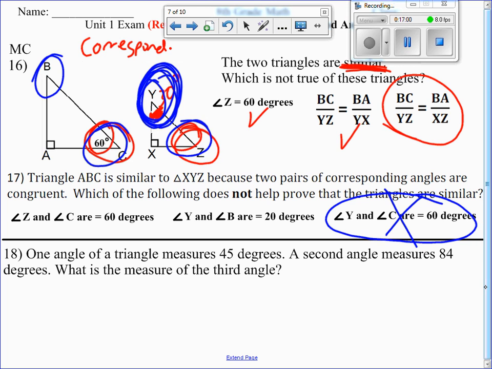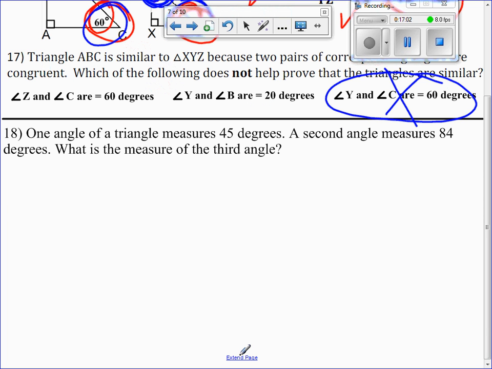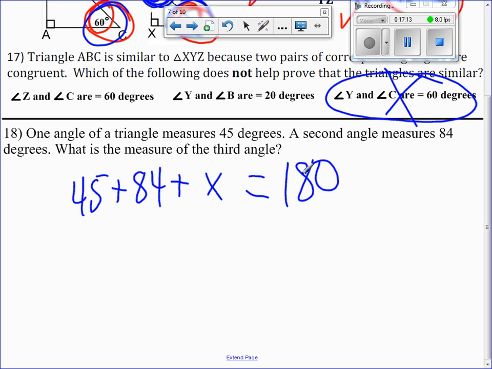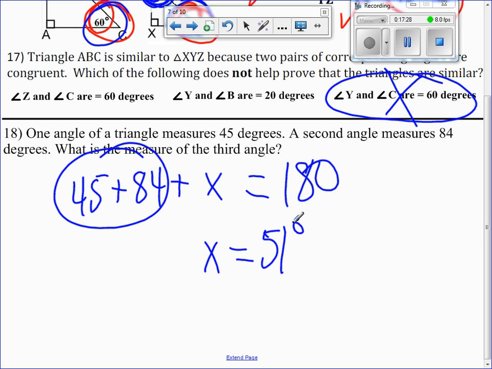And then number 18, one angle of a triangle measures 45, a second angle measures 84. 45 plus 84 plus whatever the third angle is, all have to add up to 180 because the three angles in a triangle add up to 180. So I'm just going to skip right to the answer because I don't feel like showing the work, but you can. So these add up to 129. 180 minus 129 is 51 degrees.